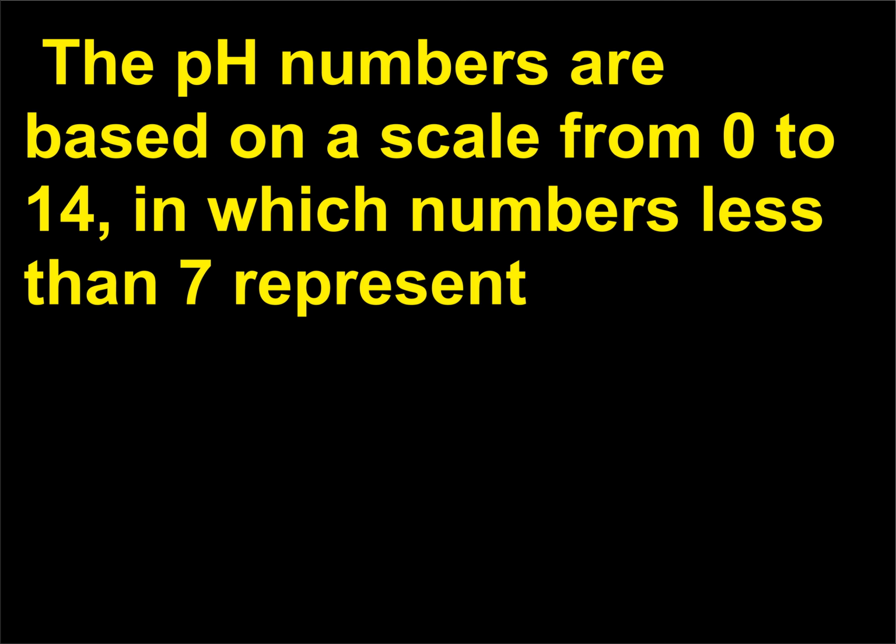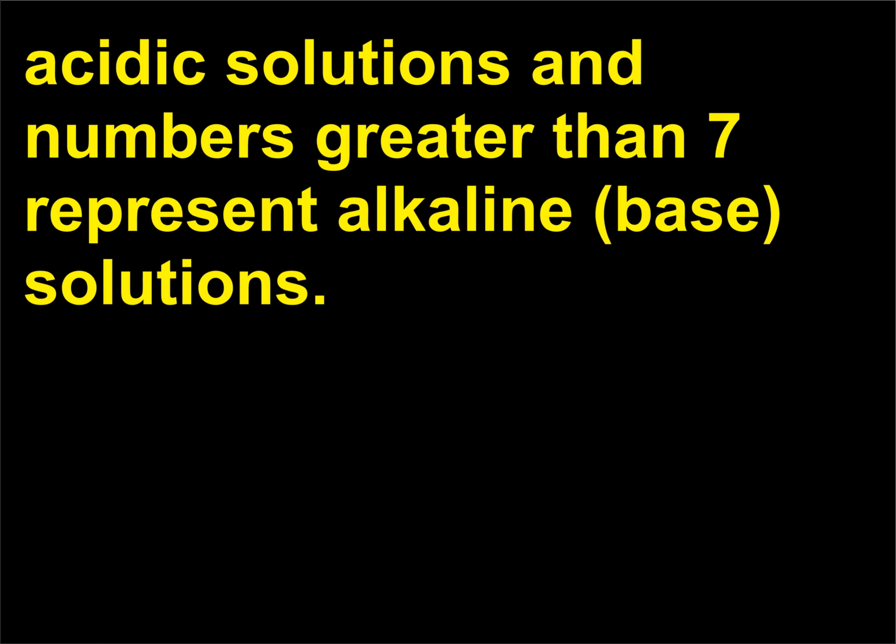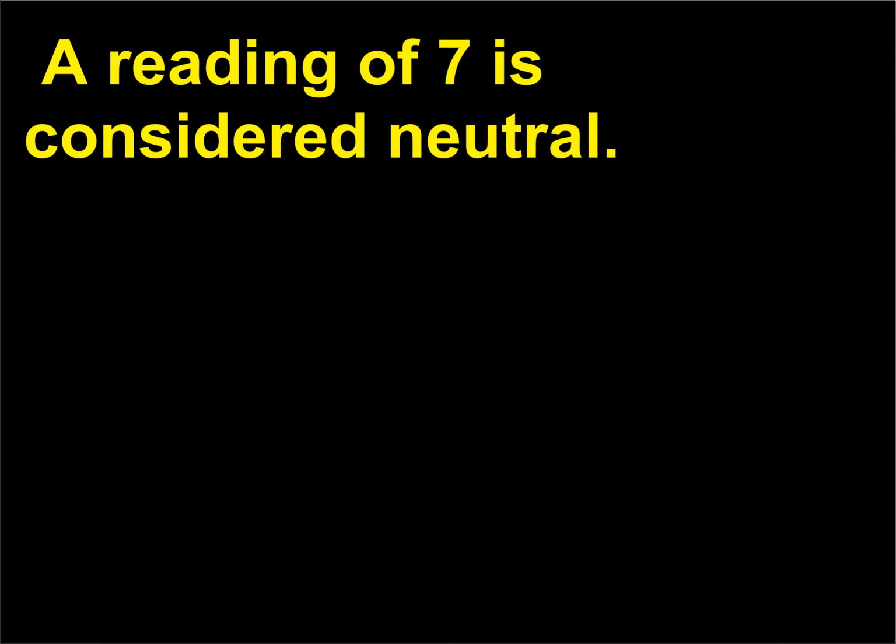The pH numbers are based on a scale from 0 to 14, in which numbers less than 7 represent acidic solutions and numbers greater than 7 represent alkaline, base, solutions. A reading of 7 is considered neutral.